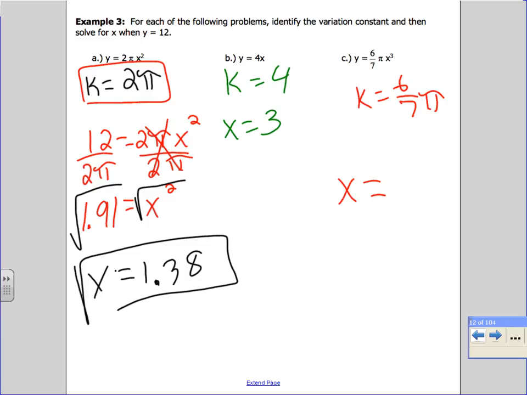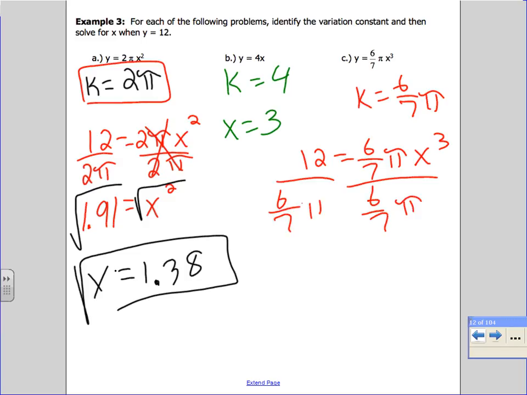Okay, so let's do this then. Yeah, if y is 12, we have 12 equals 6/7 pi x cubed. So the first thing you need to do is divide both sides by 6/7 pi. What I would do is multiply 6/7 times pi first, and then do 12 divided by that. So tell me what that decimal is first. Gigi?